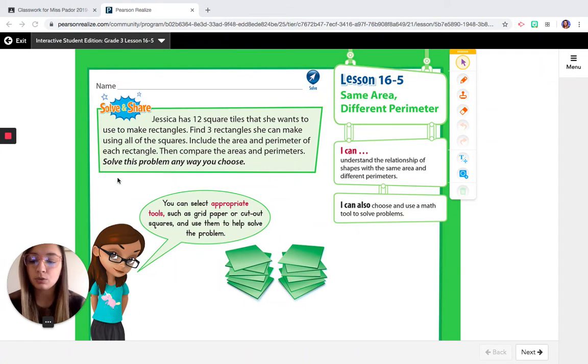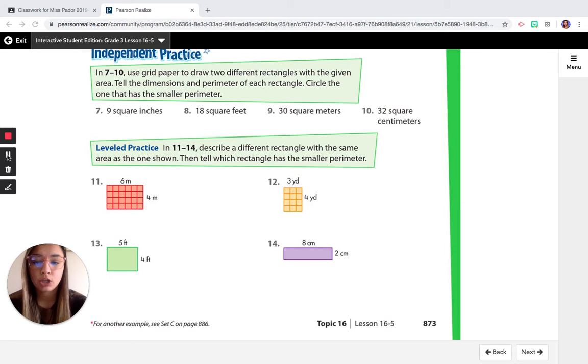We are not going to do this page, so let me go to the next page. I'm going to focus my attention on number 11. The directions say to describe a different rectangle. I'm actually going to draw the rectangle for you so you can understand how to do it. Describe a different rectangle with the same area as the one shown. Then tell which rectangle has the smaller perimeter. What we need to do first is figure out what the area of this shape is.